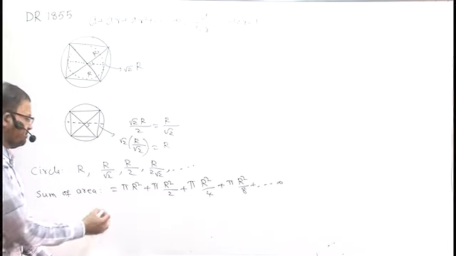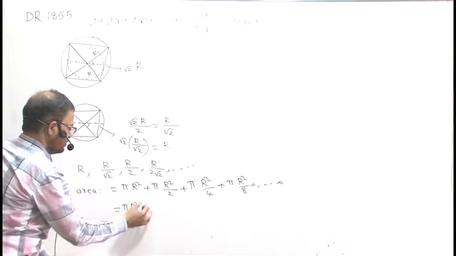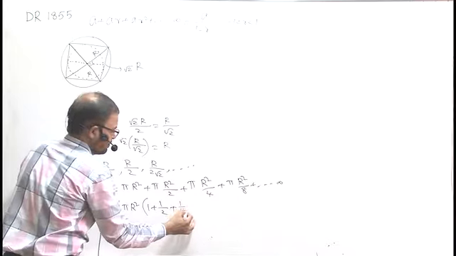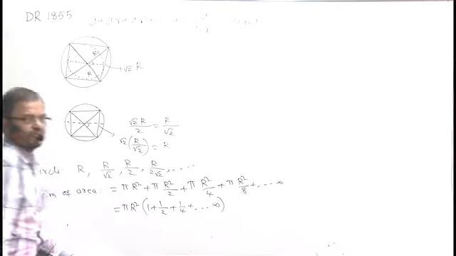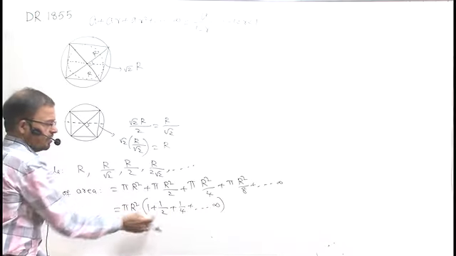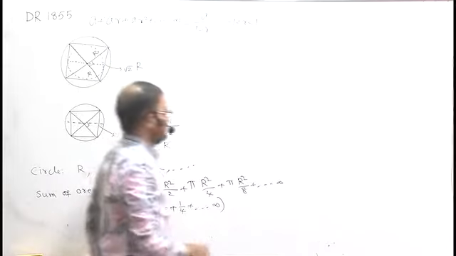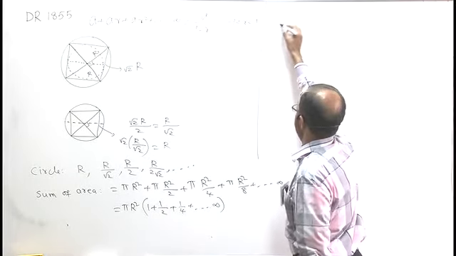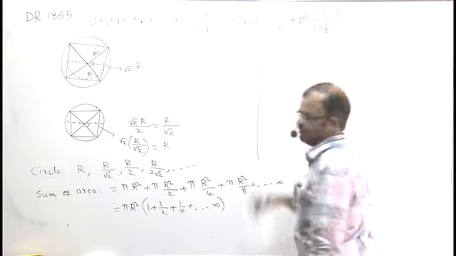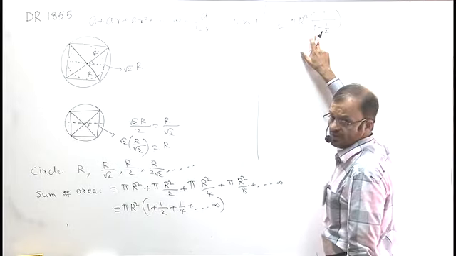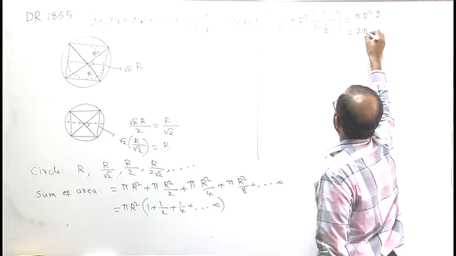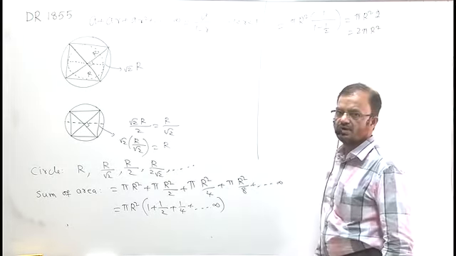In this, pi r square is common. I am taking pi r square common: 1 plus 1 by 2, the next term is 1 by 4, it goes up to infinity. I am getting an infinite GP which has the first term 1 and common ratio 1 by 2. I can apply this formula here. This will become pi r square times 1 upon 1 minus 1 by 2. The denominator becomes 1 by 2, so this will become 2 pi r square, which is the sum of the areas of the circles.